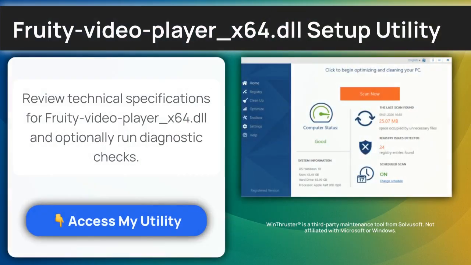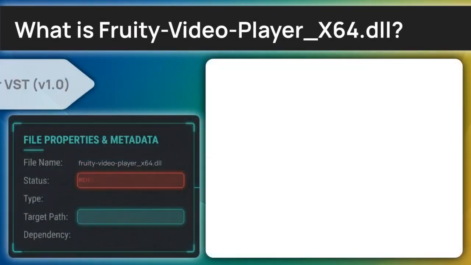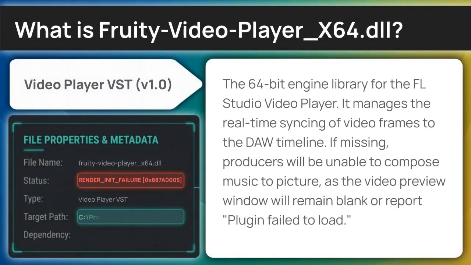This is the Fruity Video Player 64, the 64-bit engine library for the FL Studio video player. It manages the real-time syncing of video frames to the DAW timeline. If missing, producers will be unable to compose music to picture, as the video preview window will remain blank or report plugin failed to load. Knowing the file's purpose is helpful, but now we need to physically restore it.